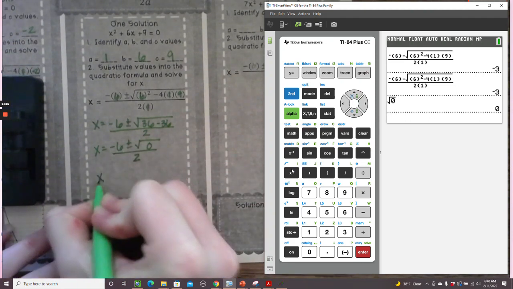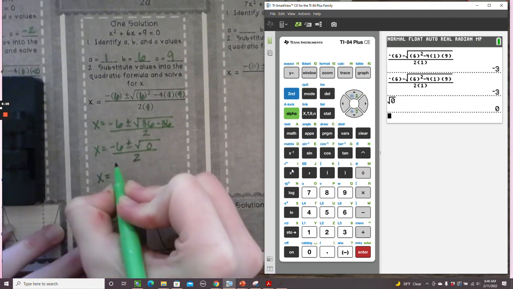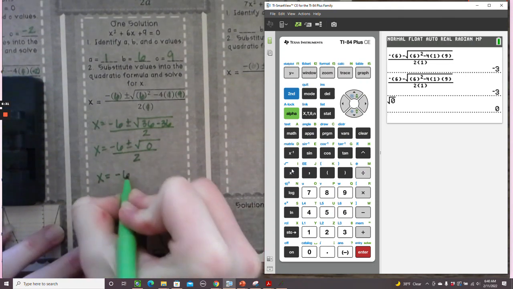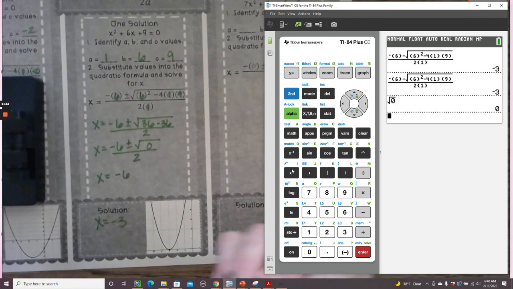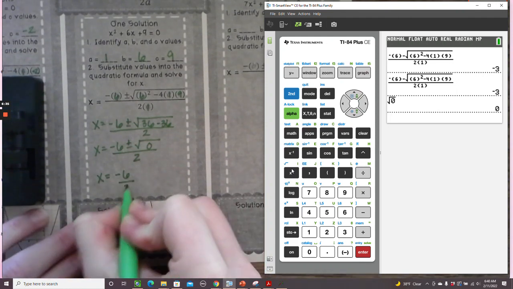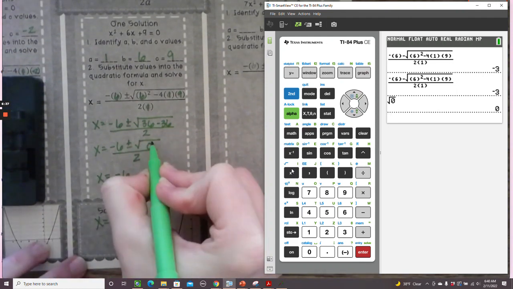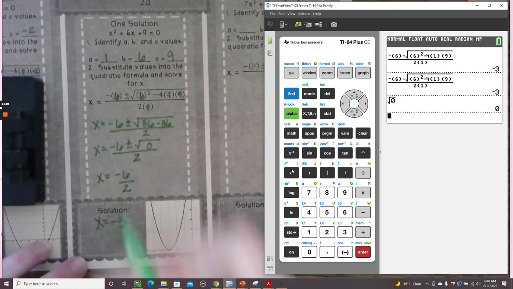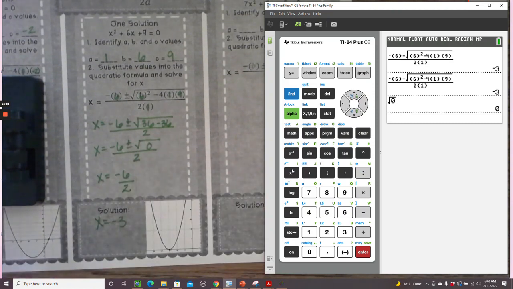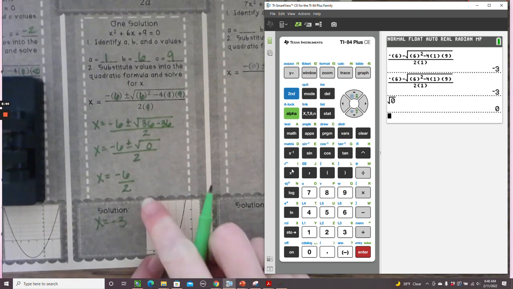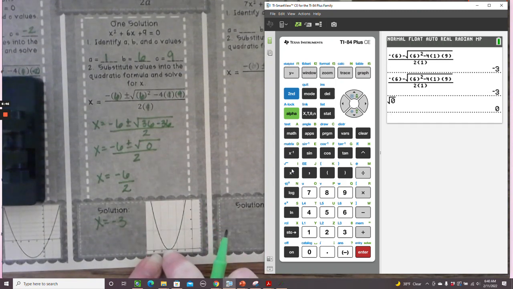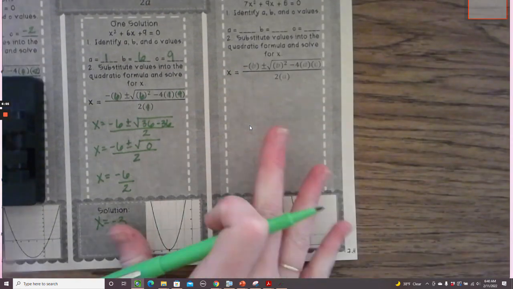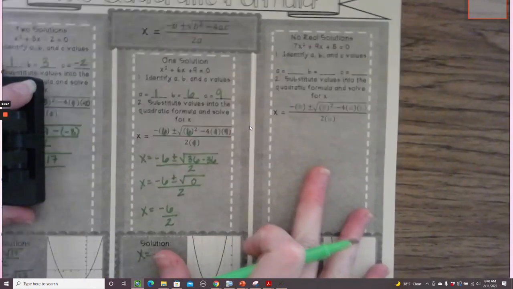So what we have is x equals -6. I don't need the plus or minus anymore. Plus or minus 0 doesn't make a difference. So it's over 2. So you can see that you get one solution here when you have a 0 under your radical. And one solution on the graph looks like this. The parabola is going to come down and just barely glance that x-axis, and it's glancing it at x equals -3.